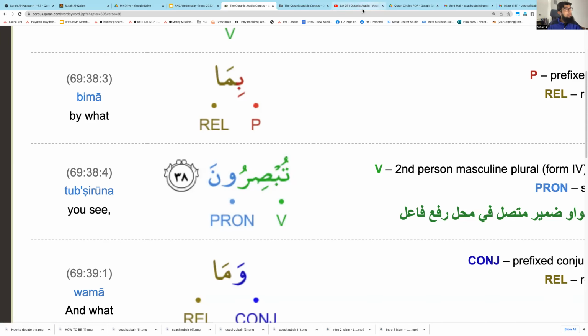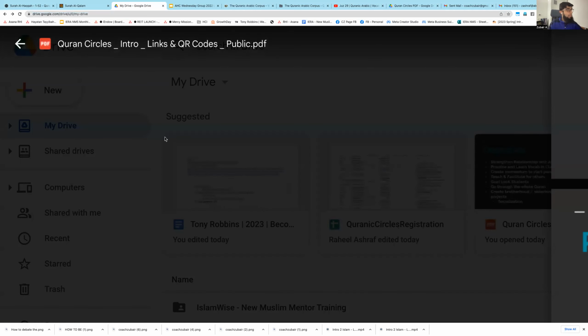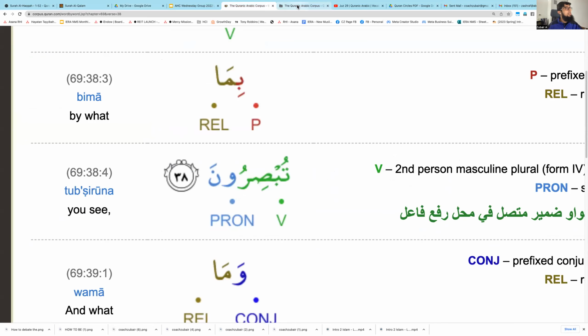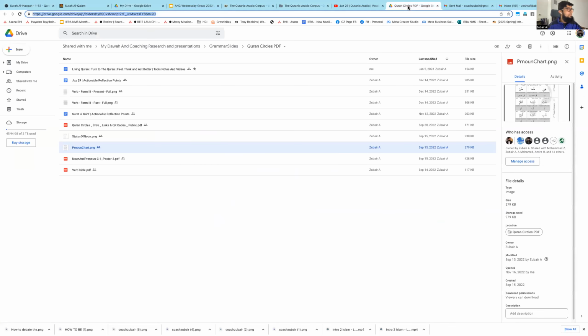So let's take a look at our verb chart. It's in the same folder. Where is my Quranic circles? Okay, so the verb chart.